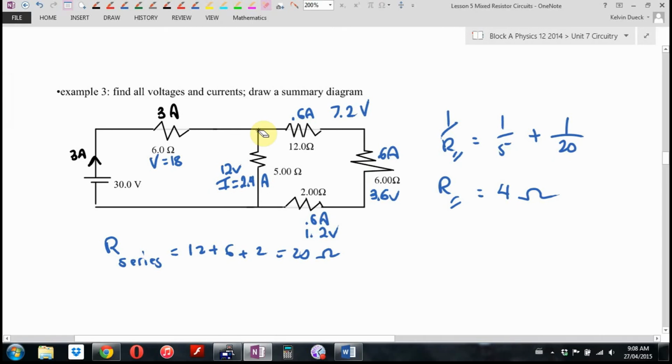Last thing I do, Jake, I answer the question. They said find all voltages and currents, draw a summary diagram. Now, this is a fairly good test question. Probably what I would say is how many watts of power in the 6 ohm resistor, or in the 2 ohm resistor, because there's 2 6 ohms. And to find how many watts of power, I got news for you. You got to find all the other stuff first and then go V times I. Okay?